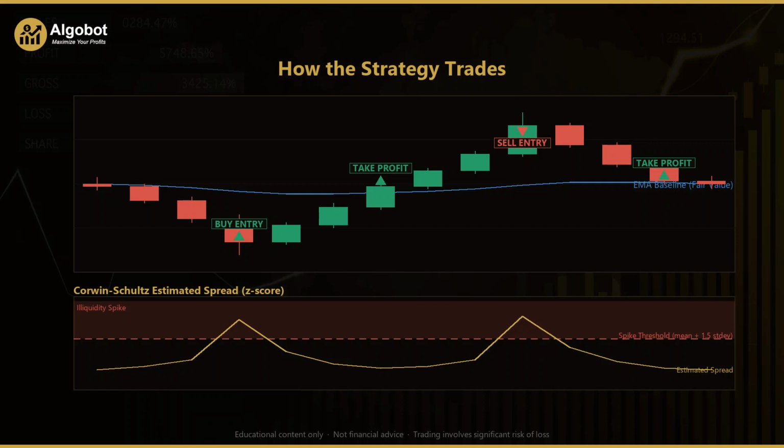Notice the symmetry. In both cases, the strategy waited for an illiquidity spike combined with an overstretched price, faded the dislocation, and aimed for a controlled reversion back to the baseline. With a take profit set at 2 ATR and a stop near 1.2 ATR, the default reward to risk profile is roughly 1.5 to 1 on paper. Of course, real markets do not always revert, and losing trades are a normal part of any system like this.